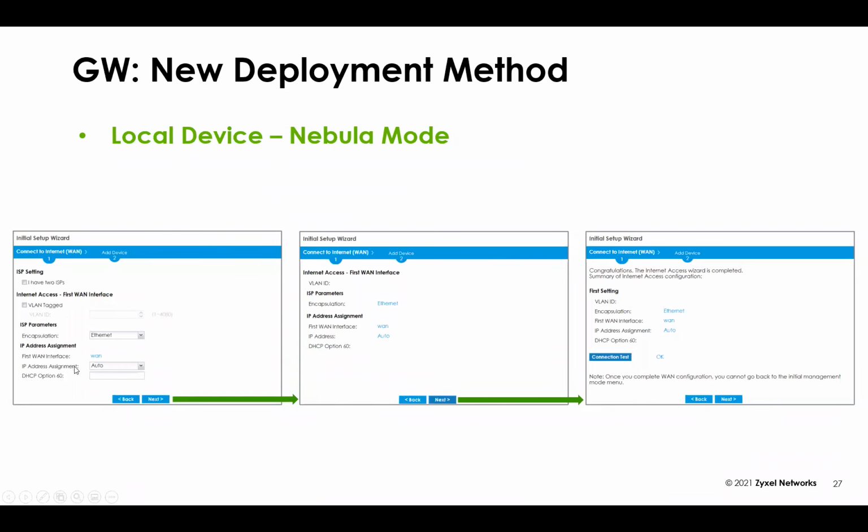This is the initial setup wizard. You can choose your ISP if you have two ISPs or not. You can choose your ISP parameters, and then you can choose your IP address assignment. If you have any VLANs on the device for the WAN interface, you can put that information in here. Then you can connect to the internet. It'll go ahead and configure your settings, and then once it's done, you can do a connection test, making sure that your connection is good and you can get out to the internet.